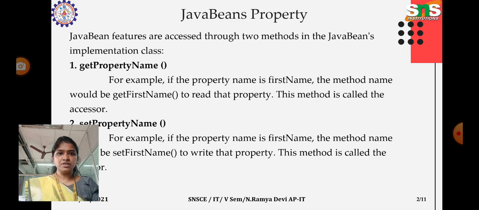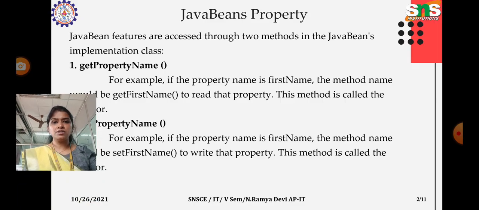For example, for a set property, if the property name is first name, the method name would be setFirstName to write that property. This method is called the mutator.